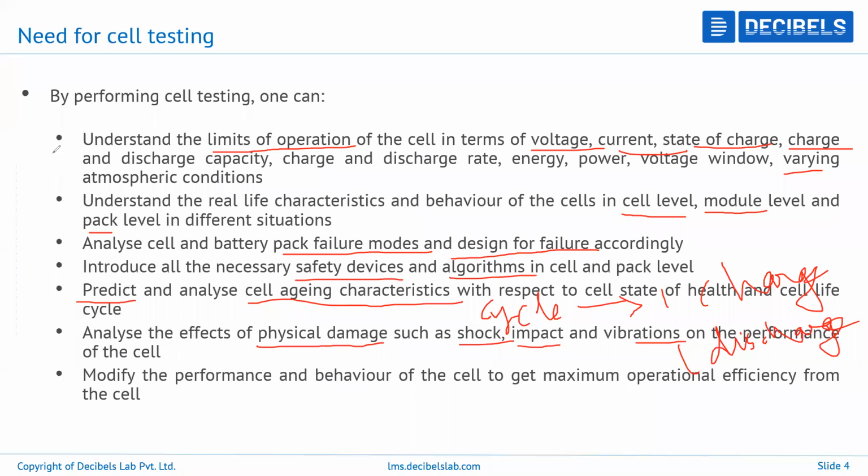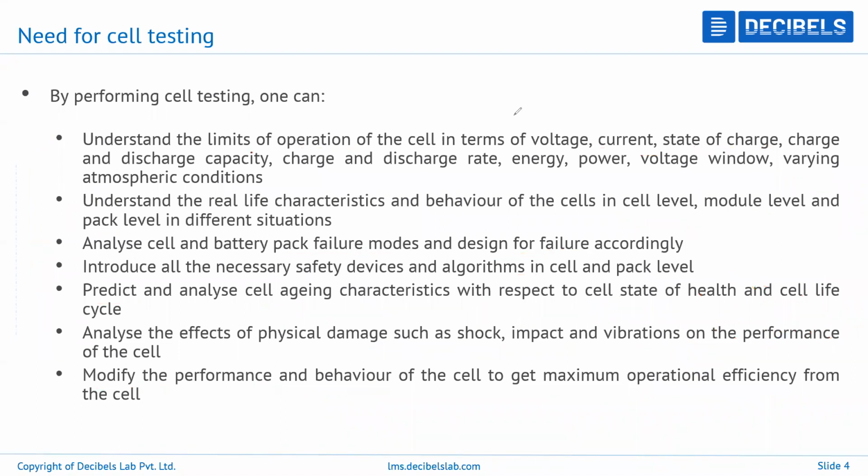Okay. And when you combine all of this, finally, you're able to analyze all of the information and data processed from these points. And finally, you're able to modify the performance and behavior of the cell to get maximum operational life and efficiency. Okay. So this is the need for cell testing. This is why cell testing is done. Okay. So in a brief picture, this is what the need for cell testing is.